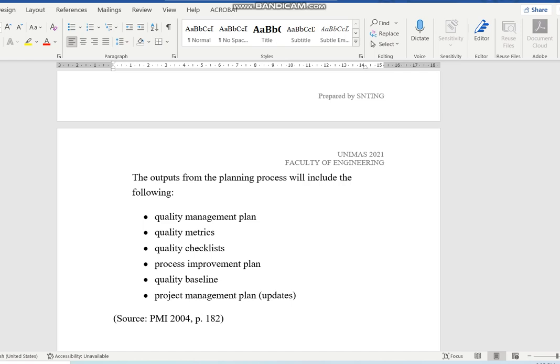And of course, this will have to come with quality assurance, which I will talk about later, which is about checking. So it is part of the checking that you are looking at. Okay.